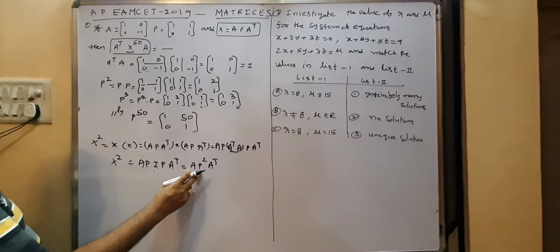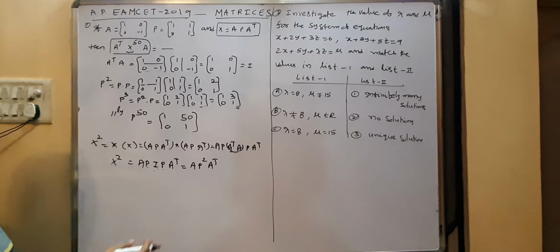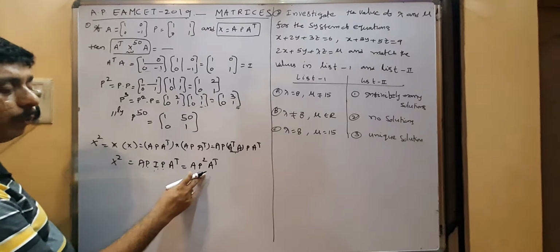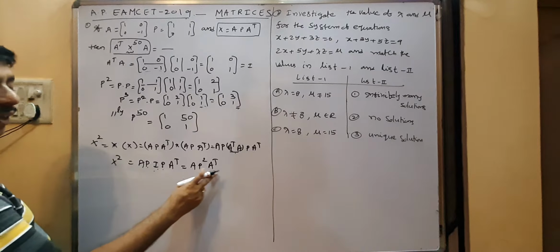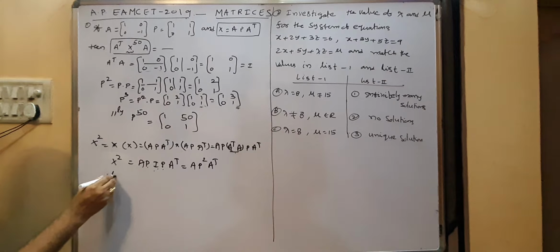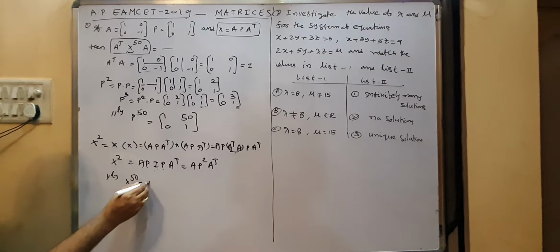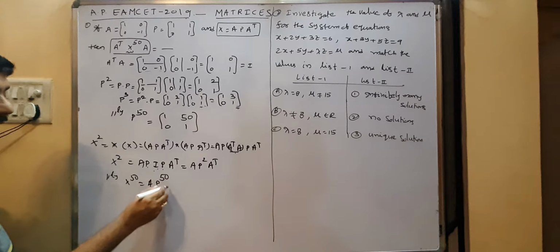Similarly, you can do X cube. We get A P cube A transpose. X power 4 is A P power 4 A transpose. X power 5 is A P power 5 A transpose. Similarly, X power 50 is A P power 50 A transpose.